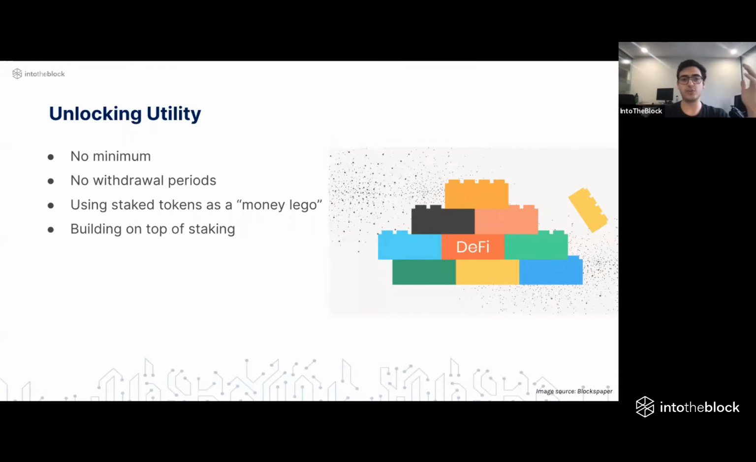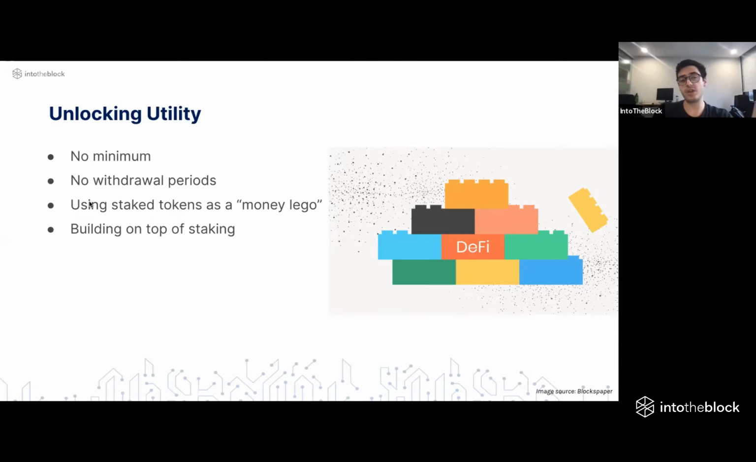The solution that has emerged for this is known as liquid staking, and it allows you to unlock the utility of these staked tokens. So there is no minimum. You can stake in Lido Finance, which is the largest player. You can stake 0.001 ETH, I believe, and you have no withdrawal periods. Instead, you get staked ETH, the token stETH, to represent your funds that are deployed within Lido, and then they take care of staking it for you.